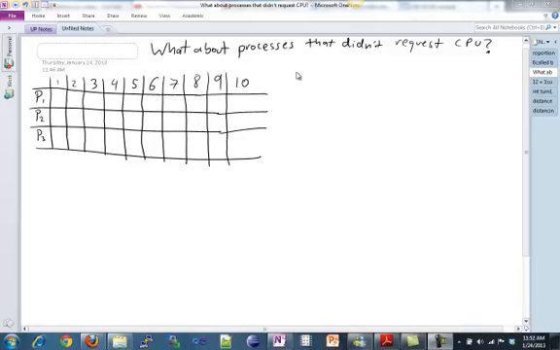Okay, so now that we have proportional share working for all processes that did request CPU, they called my request CPU rate. Now we're going to think about, well, what about the processes that didn't actually request CPU? Like, what do we do about those?